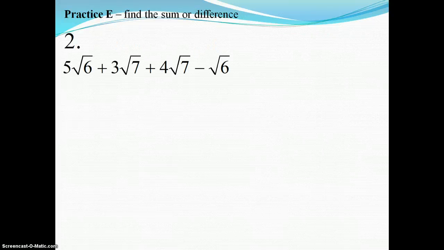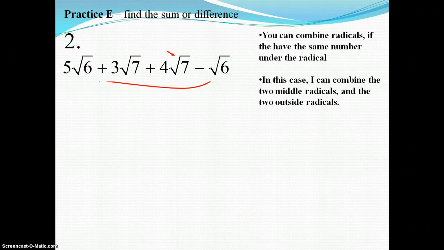Take a look at number 2. In number 2, we do a couple different ones. We've got the 5 times the square root of 6, and then we've got a couple of the other ones that have square root of 7. So just like combining like terms, we're only going to put the ones together that have the same square root. So I'm going to take 5 square root of 6 and then the negative 1 square root of 6 and put those together. And I'm going to have 3 square root of 7 and 4 square root of 7 and put those together.